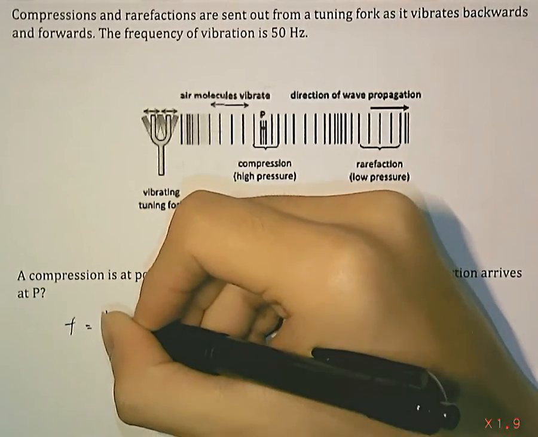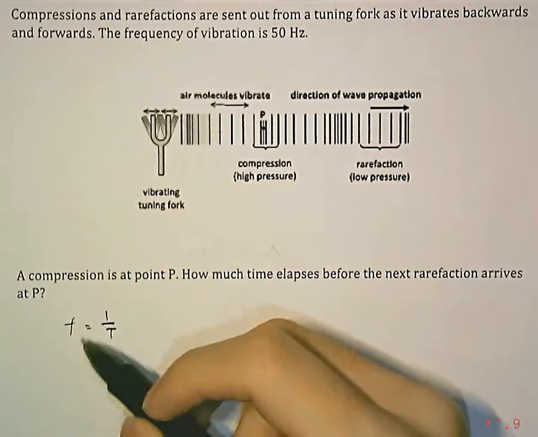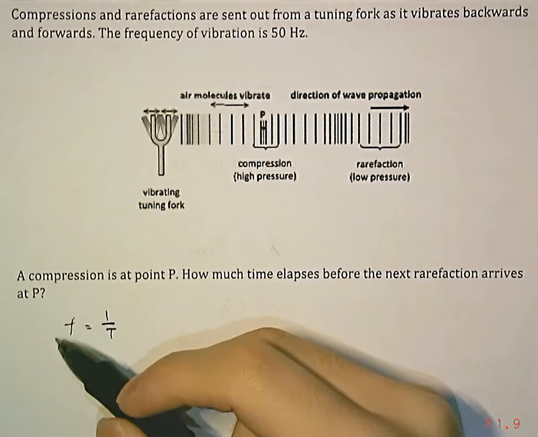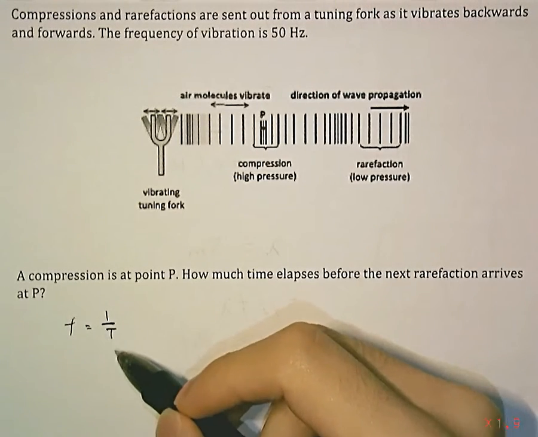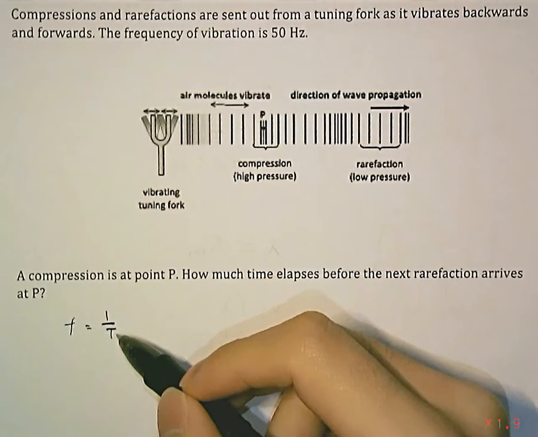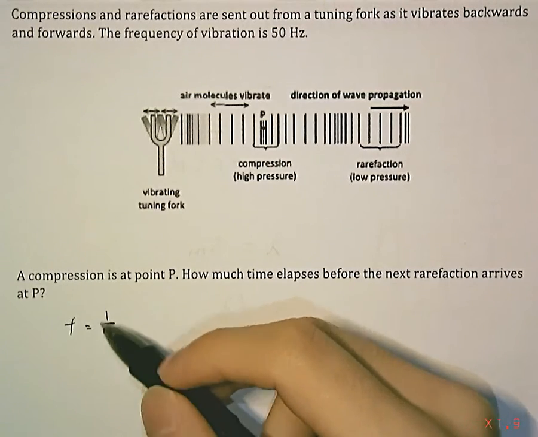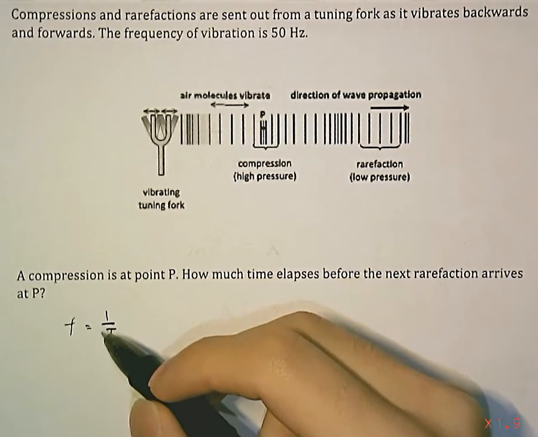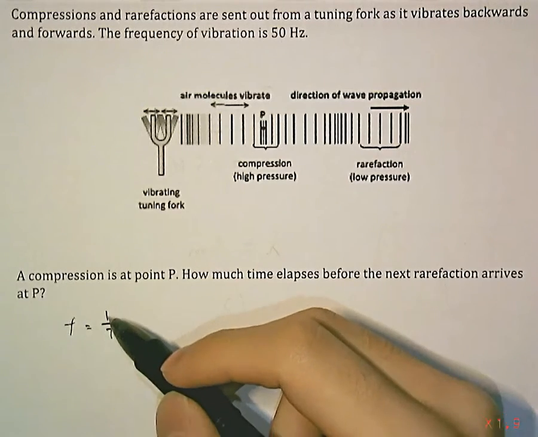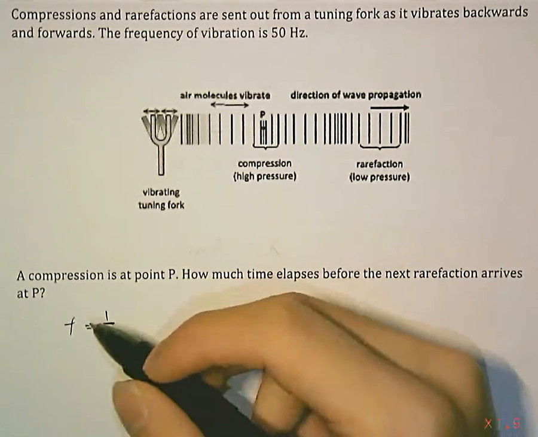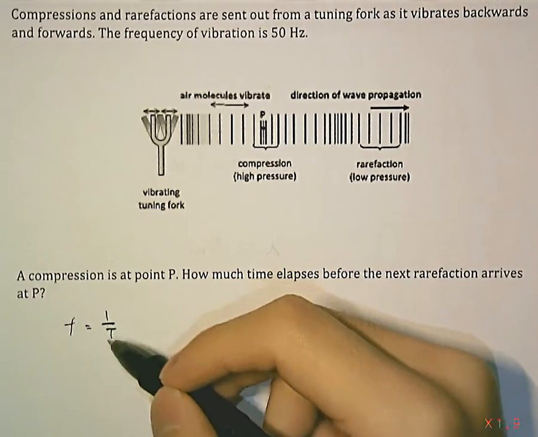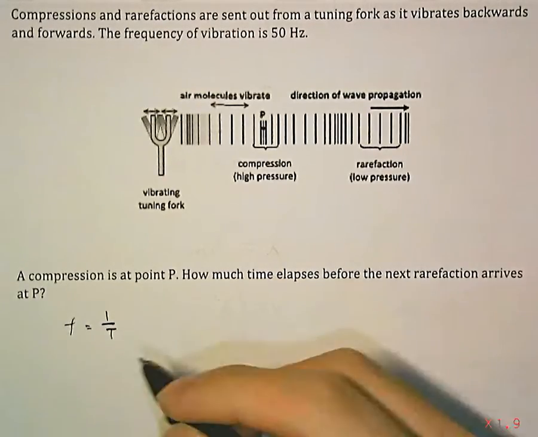We have seen this a lot, and the reason for this is that frequency is the number of cycles that you see in 1 second, and T is the amount of time it takes to complete one cycle. So if we want to find out how many cycles the wave will go through in 1 second, we take 1 and we divide by T.